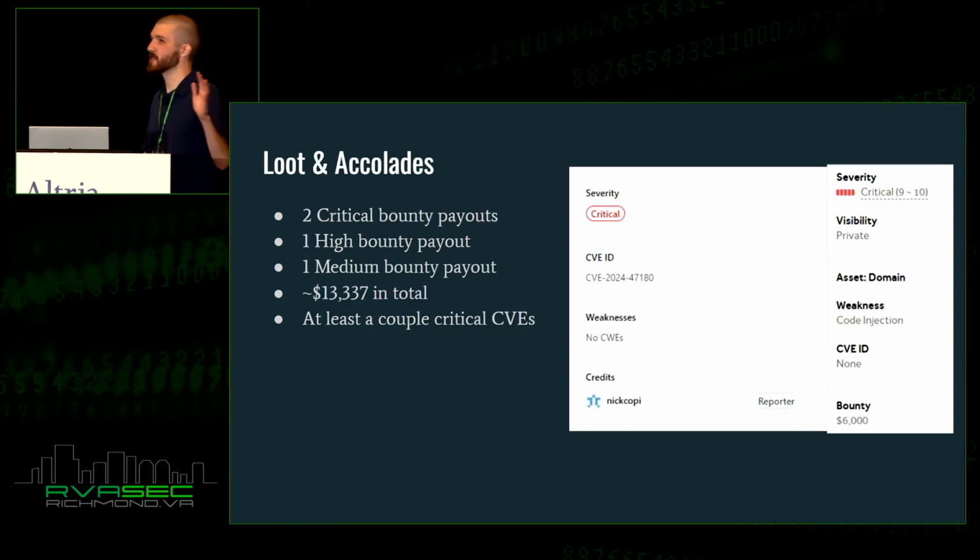So loot and accolades. 2 critical bounty payouts, 1 high bounty payout, 1 medium bounty payout, about leet with an extra E total, and then at least a couple critical CVEs. These 2 things are unrelated. This was the images shields CVE or GHSA ID, and then this was the undisclosed original program that I got pulled into this to begin with, and they were able to pay out a nice bounty as well.